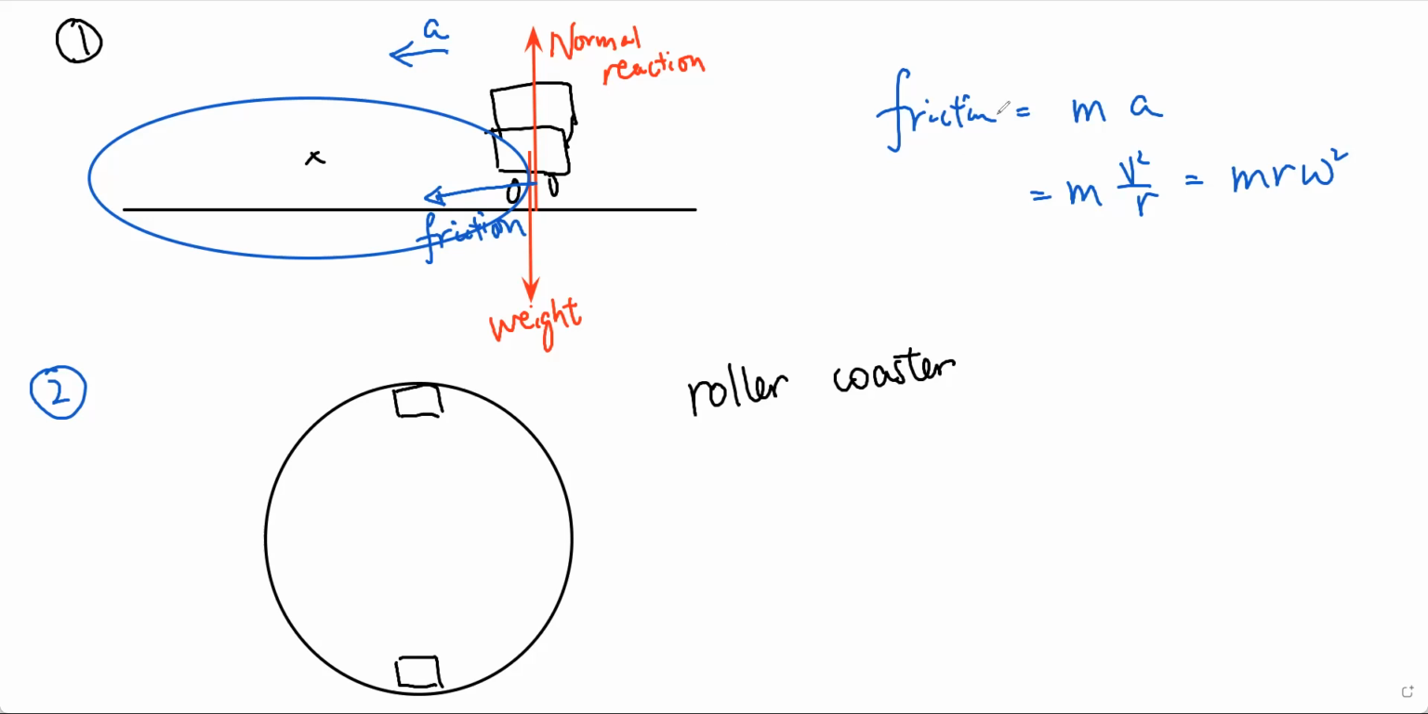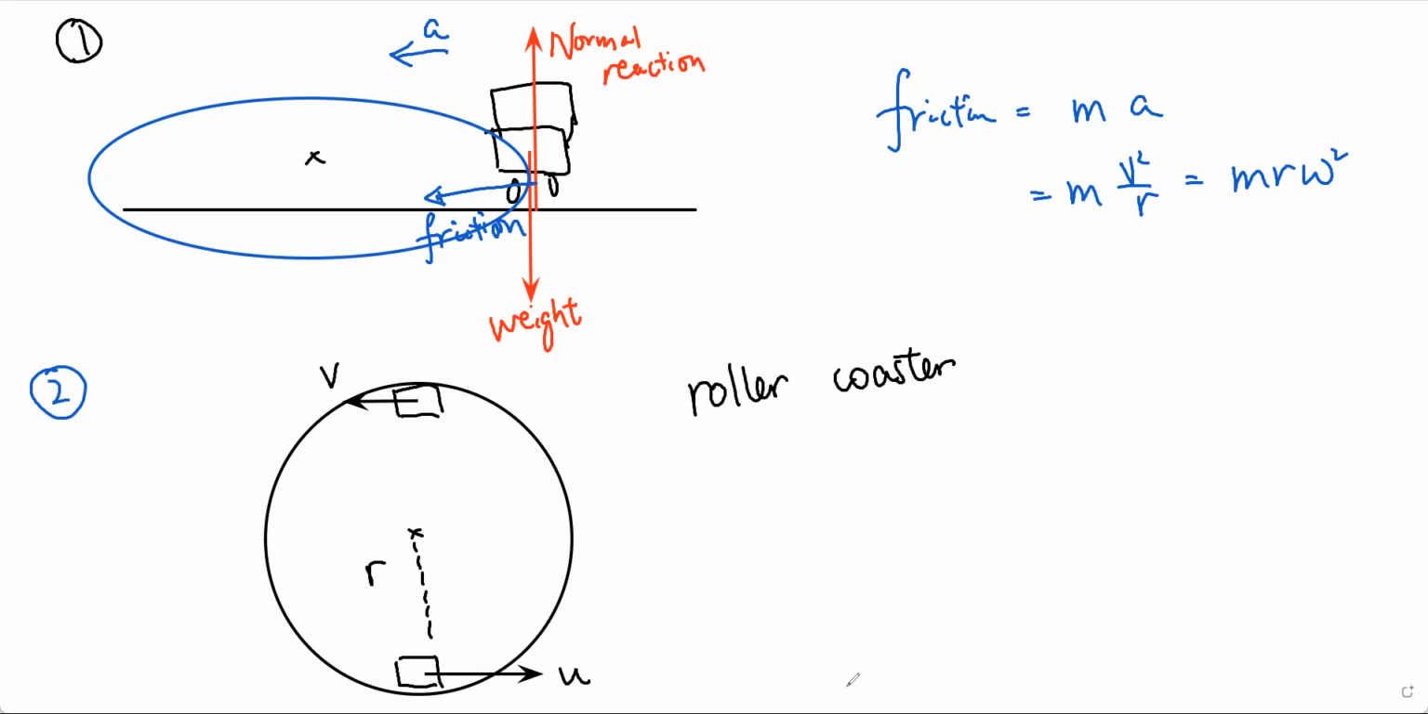So for a roller coaster, this is moving in a vertical circle. Let's say at the highest point and at the lowest point. At the highest point, the speed is u, and at the lowest point the speed is v. The radius of the circle is r.